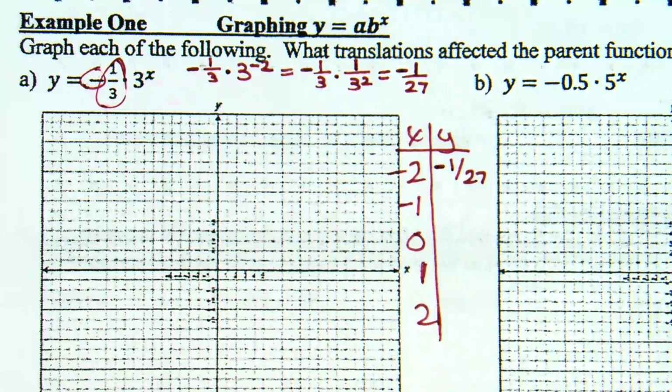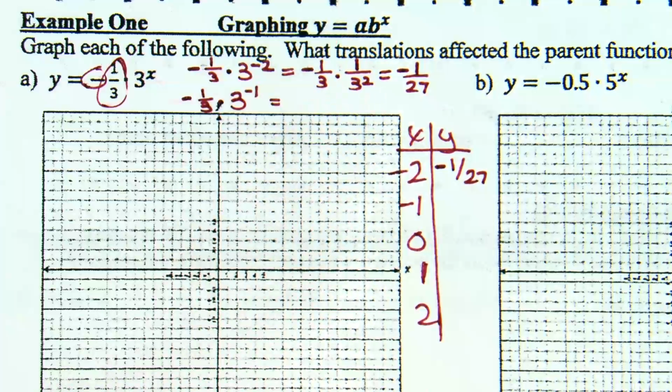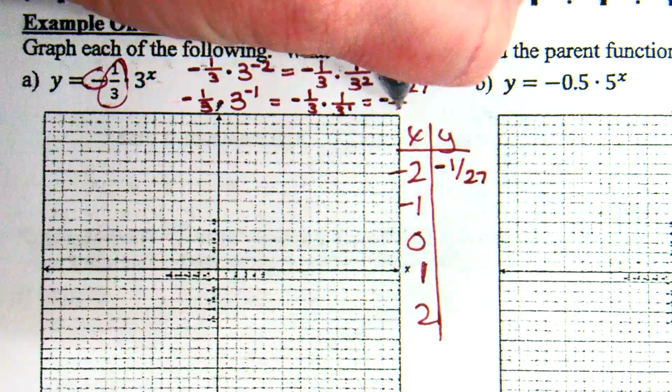Try negative 1. Negative 1/3 times 3 to the negative 1. How do we deal with 3 to the negative 1? It goes to the denominator, so it's still negative 1/3, and it becomes 1 over 3 to the first. So negative 1/3 times 1 over 3 is going to be negative 1/9.